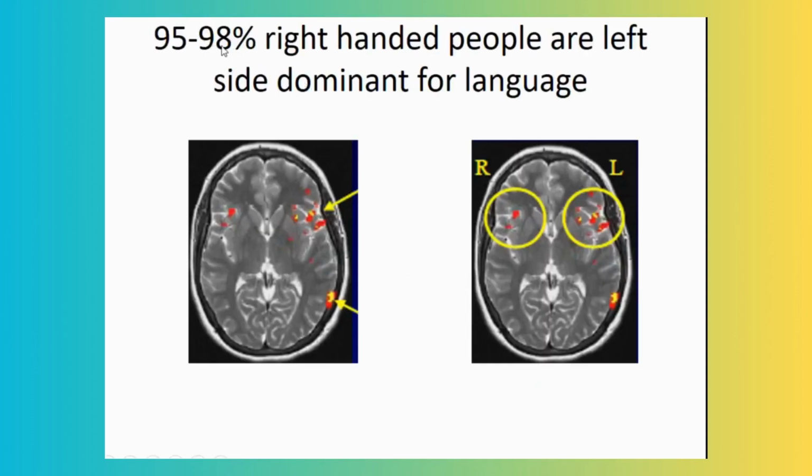So 95 to 98% of right-handed people, which most of us are, are left-sided dominant for language. Like this is Broca's area, this is Wernicke's area activity, and you can easily see there's very little activity on the other side.